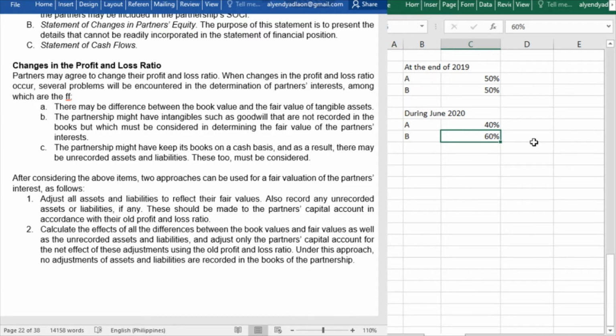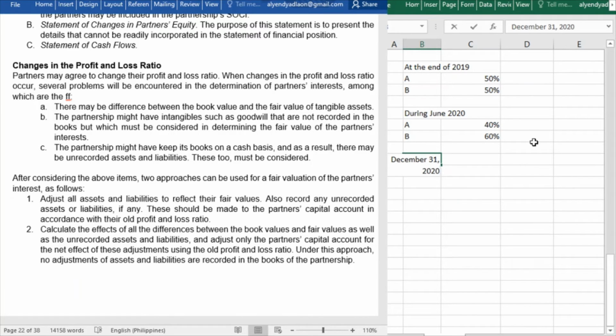Now, what are we going to do in case there is a change in the profit and loss ratio? Accordingly, class, when there are changes in the profit and loss ratio, we are to update the partners' interest as of the date of June 2020. So instead of determining their updated capital balances at the end of the period, which is December 2020, we are to update it on June 2020 because there is a change in the profit and loss ratio.